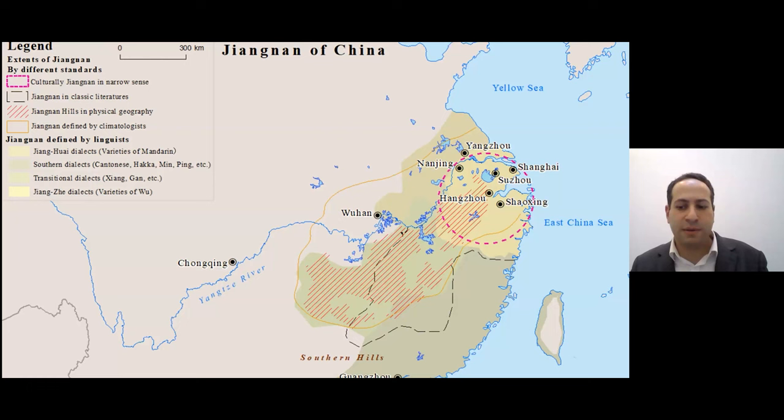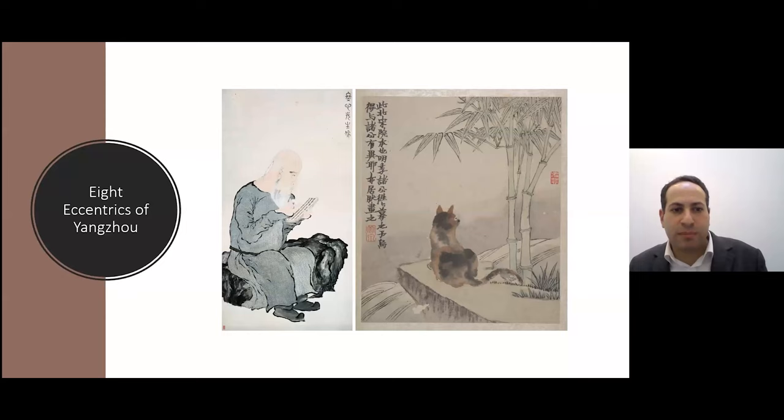And so just to move away from Beijing, just so that you have an idea of what's happening in China at this time, there's in Yangzhou, another city from this area of Jiangnan, the eight eccentrics of Yangzhou, artists who are really breaking the boundaries of traditional Chinese art. This is Jinlong on the left, painted by Luo Ping. Jinlong is one of the most famous eight eccentrics of Yangzhou.